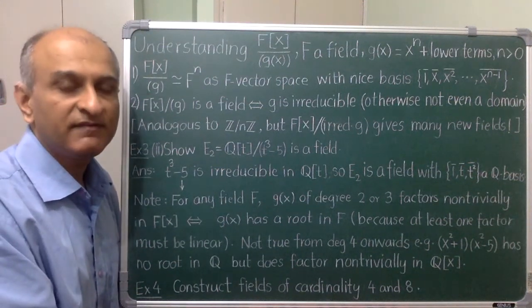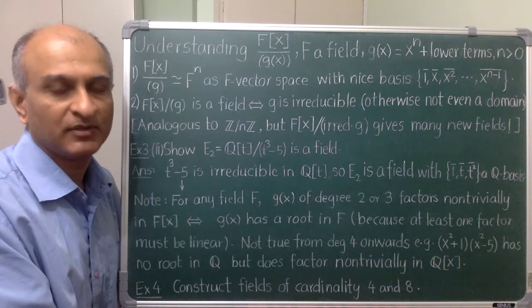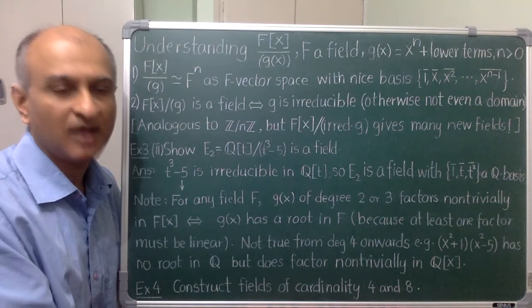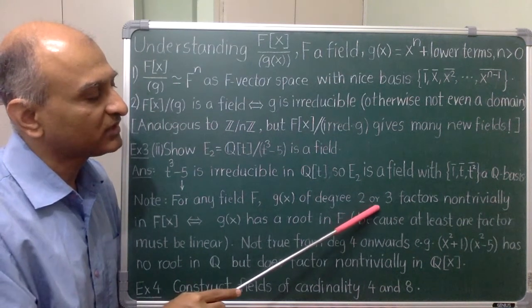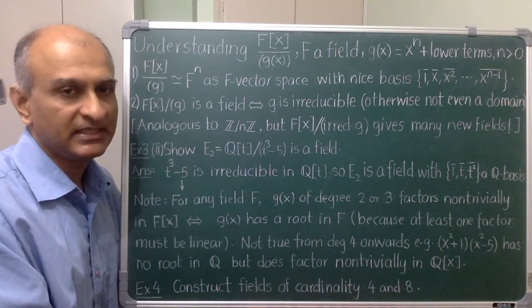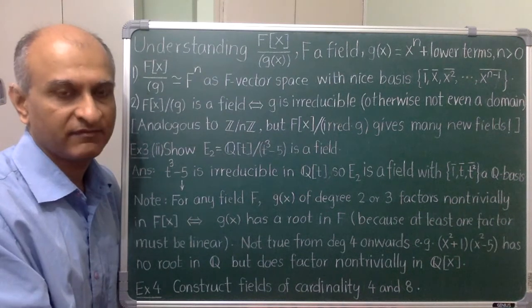A non-trivial factor of any polynomial has to have degree strictly less than that polynomial, and also cannot be a constant because units do not count. So, if a polynomial of degree 2 or 3 factors non-trivially, one of the factors must be linear, and therefore such a polynomial must have a root in F.